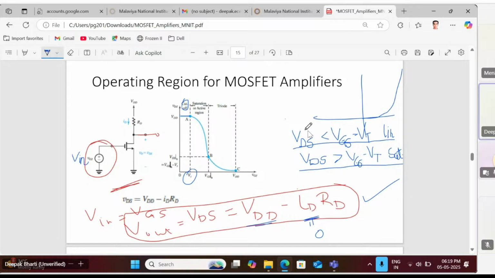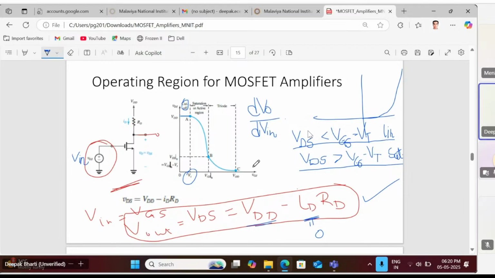Now let's come to the gain side. How do you define the gain? That is your dV out upon dV in. Okay, so that is your gain. Now if you notice this transfer curve, what is the value of dV out upon dV in in this area? That is 0. In region A to B, it is high because it is very steep here, and again in B to C it is low.